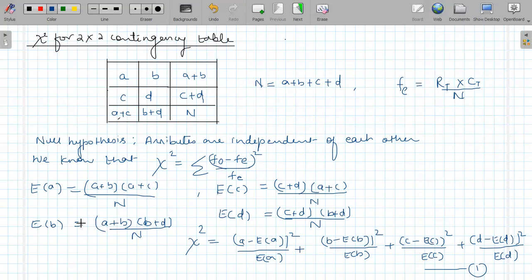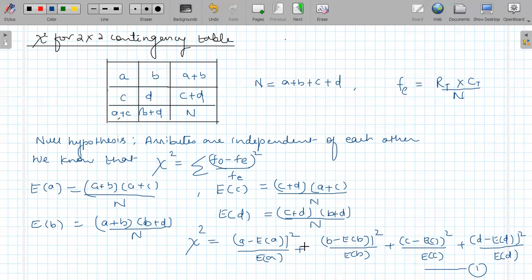Similarly, expected value of B is A plus B into B plus D whole divided by N. Expected value of C is C plus D into A plus C whole divided by N. Expected value of D is C plus D into B plus D whole divided by N. Substituting these in this formula, FO means A minus FE means expected value of A whole square divided by EA plus, we repeat this for B, C and D.